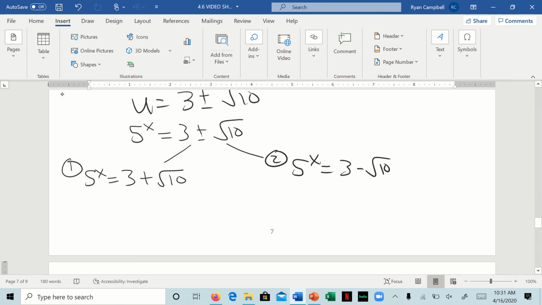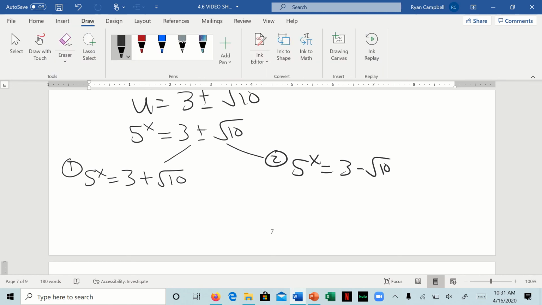Since we have just one exponent, this might be easier just to turn it into logarithms. Last time, for example number 2, it's because we had two things being raised to a power, which is why it was a little tricky. But since only one thing's being raised to a power, logarithms would probably be the best way of doing it. So we get log base 5 of 3 plus square root of 10 equals x.